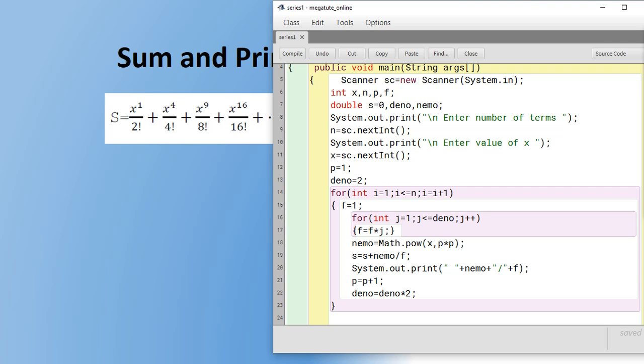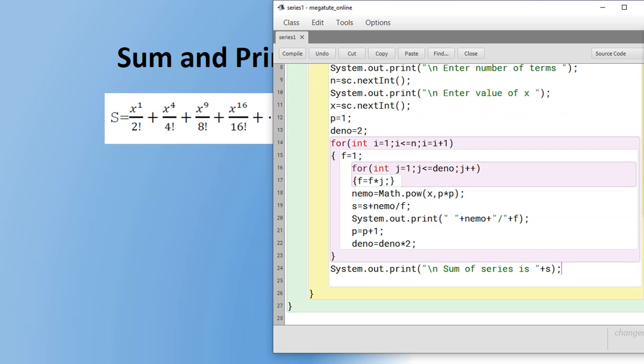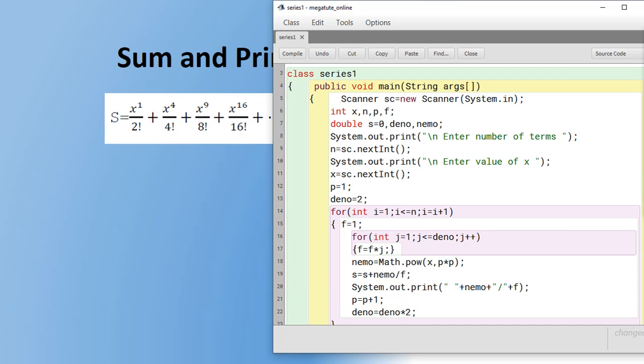Print "sum of series is" plus s. Okay, I think that works. Yeah, both main function and class close here. Let me run and see how it works. So when I compile it, it says no syntax error over there. So I'll go to the main screen and try to run it.